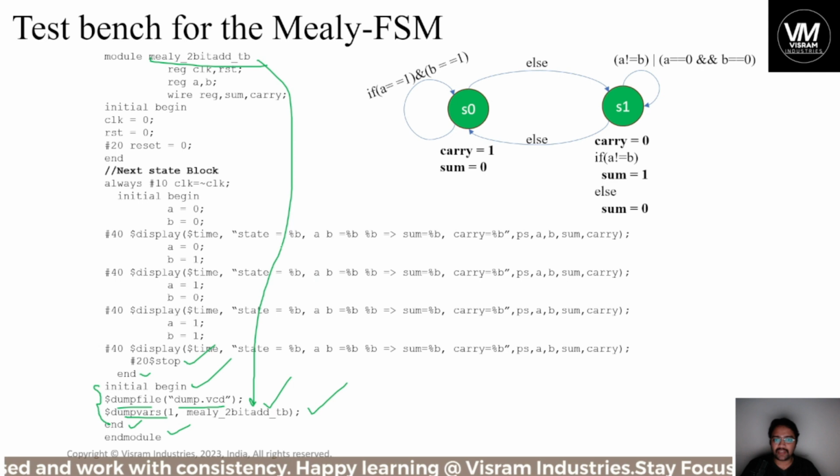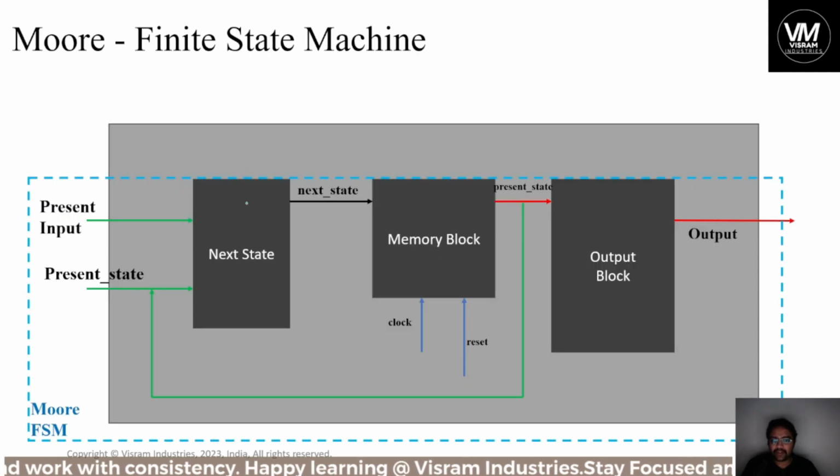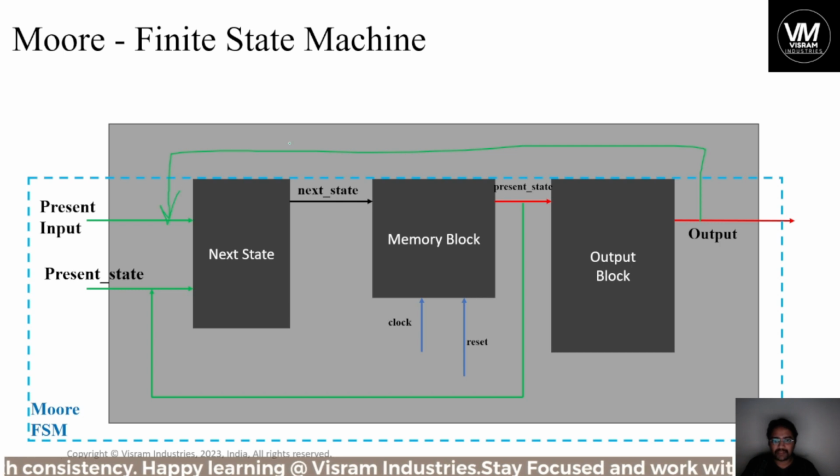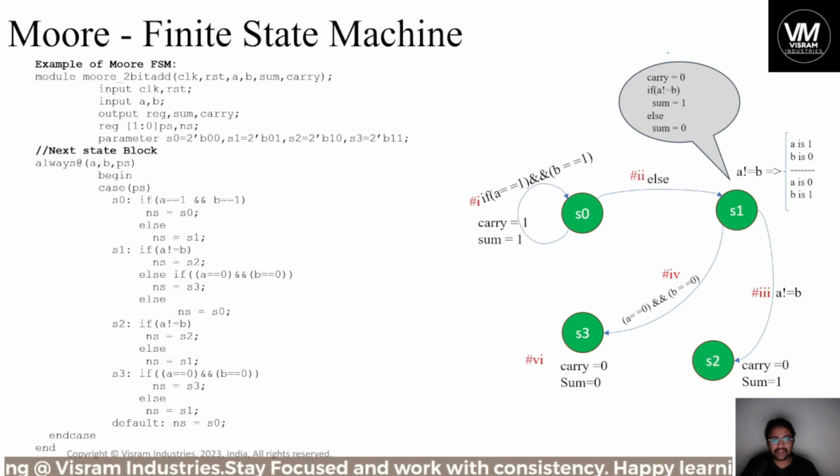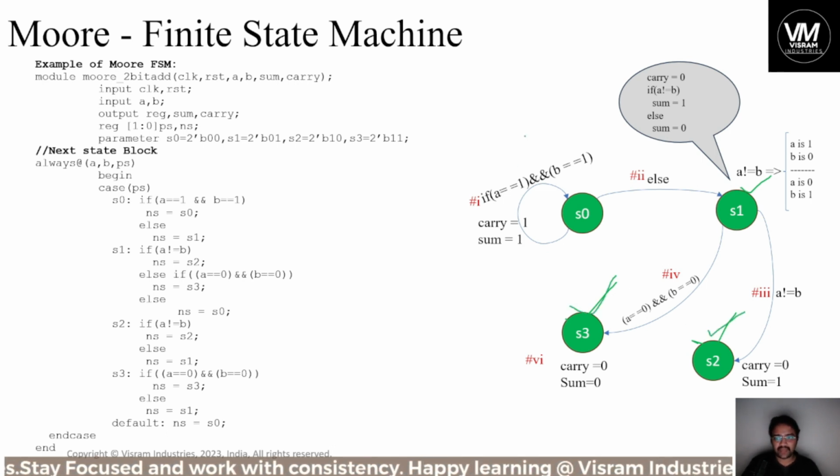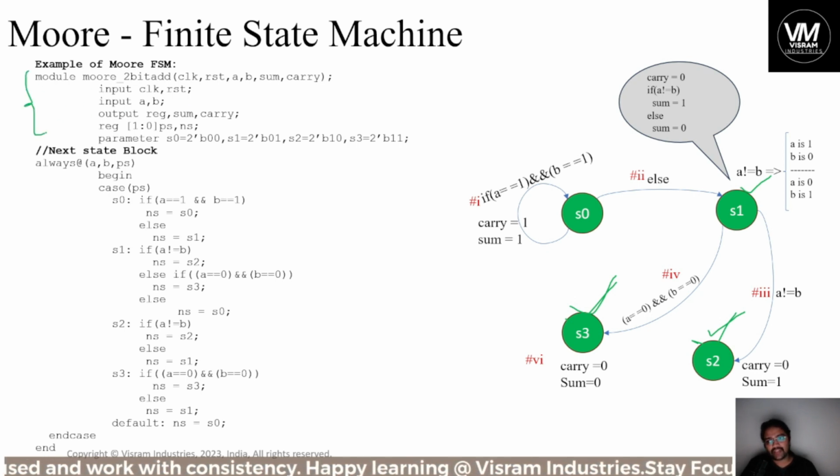The Moore FSM is nothing but we don't have a dependency of the output on the present input. The entire remaining things are the same. We don't have the present input implementation. But what is the major difference? It requires more number of state conditions. How is it made? For every Moore FSM as well, we need to define the blocks.